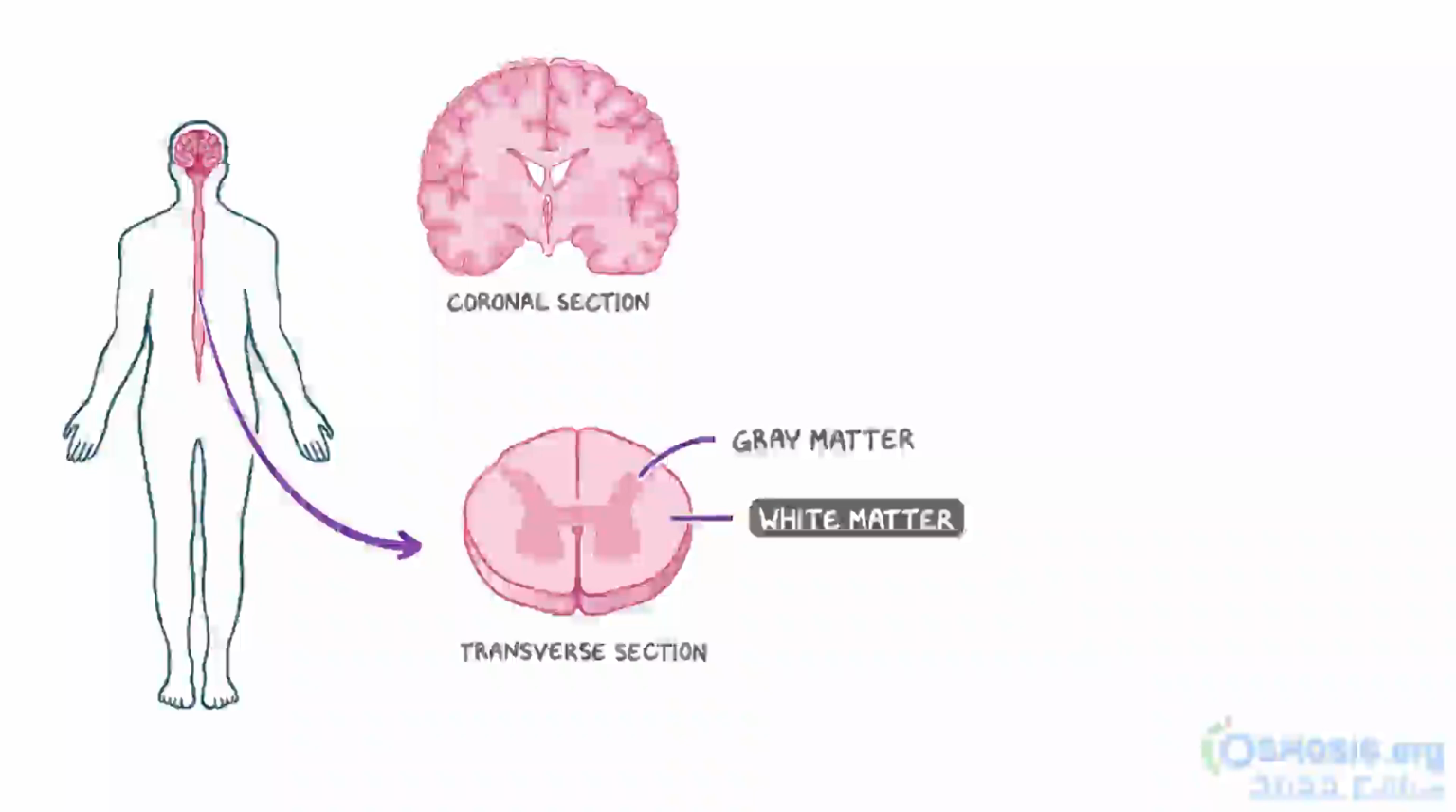The gray matter of the spinal cord is shaped like a butterfly and has two major parts, an anterior part called the anterior horn, and a posterior part called the posterior horn.